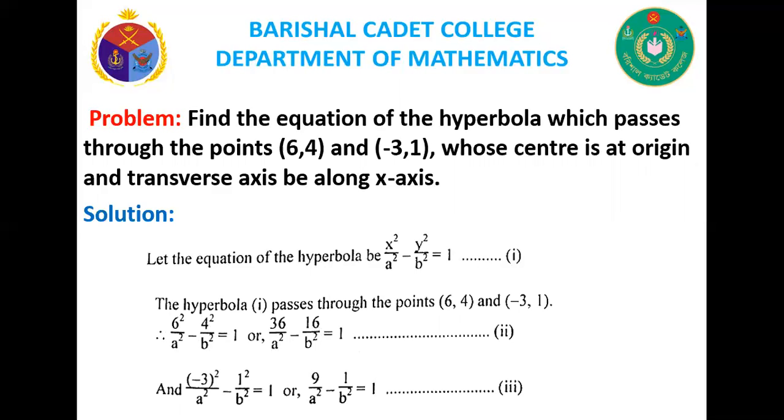Again, you know the hyperbola denoted by the equation 1 passes through the point (−3, 1). It is given in your question. In the same way, you have to put −3 in the place of x and 1 in the place of y, and putting that value, then squaring, easily we can get 9/a² − 1/b² = 1. This is equation number 3.